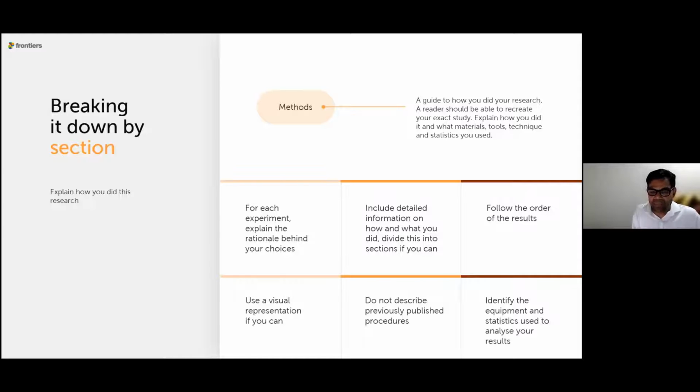For example, you used a leaf area meter. Here, you just identify the LI or LA, whatever number, okay, and also the stat package you used, for example, GenStat or SAS, so that people know how you analyzed your results, okay? So these are very, very important.